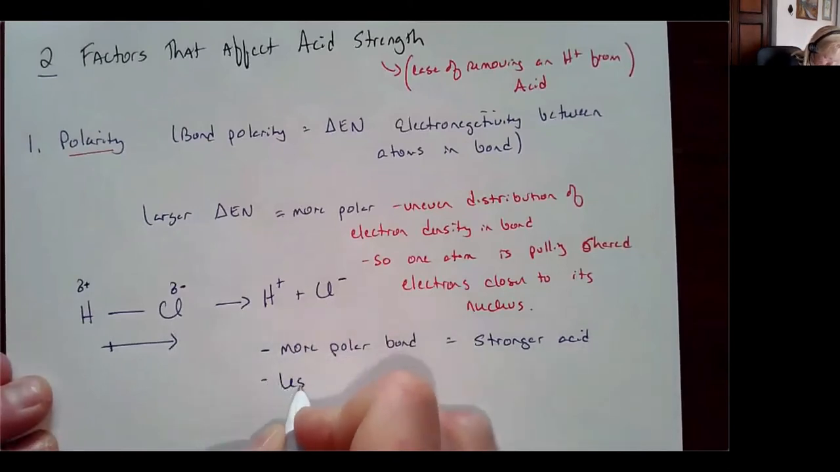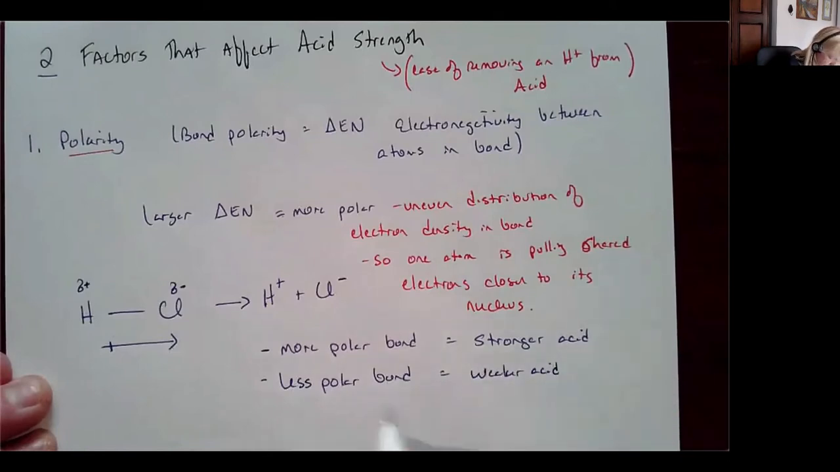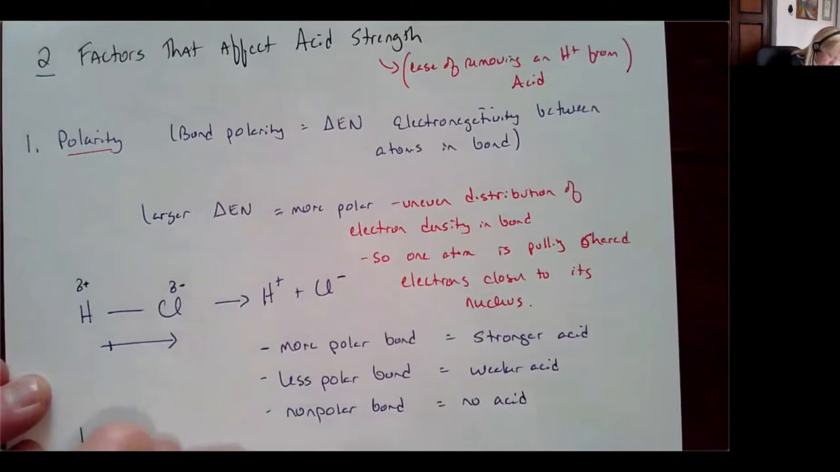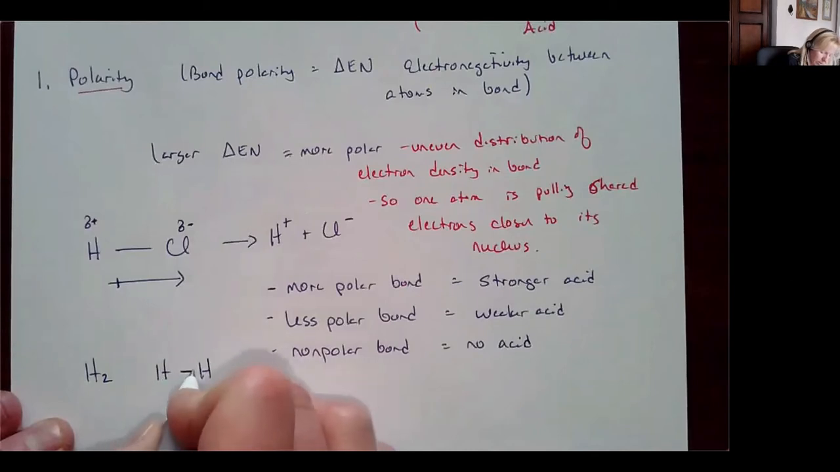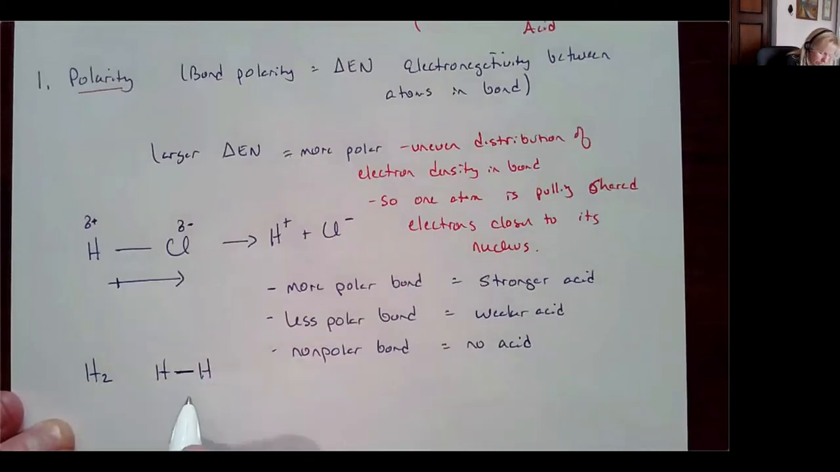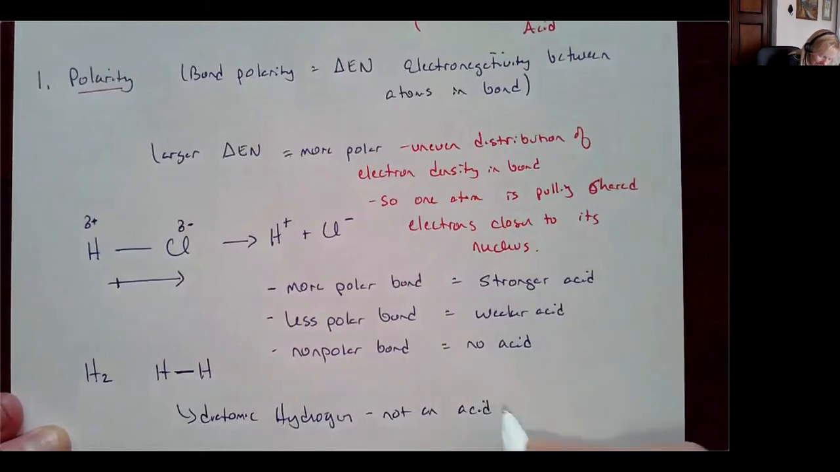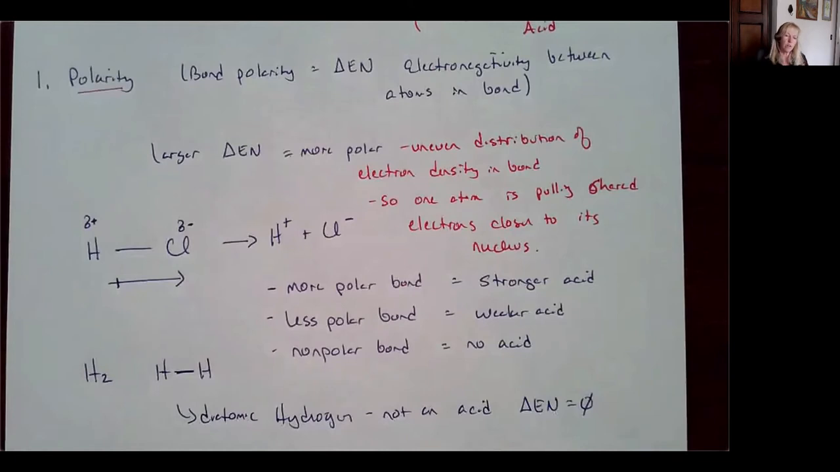The less polar the bond, the weaker the acid. And if I have a non-polar bond, I don't have an acid. Meaning that if I had H2, even though there's hydrogen there, H2 is not an acid. H2 is a nonpolar bond where I'm going to have equal sharing of these two electrons between my two hydrogens. And this is just hydrogen as a diatomic, not an acid. It has a difference in electronegativity equal to 0. Okay, so that's one factor, bond polarity.